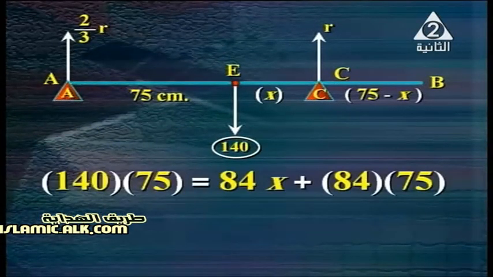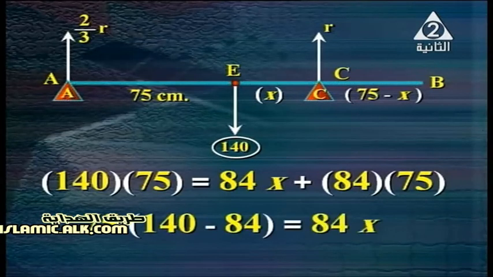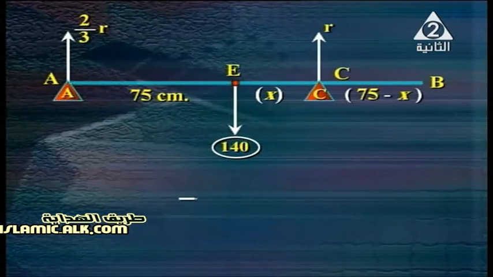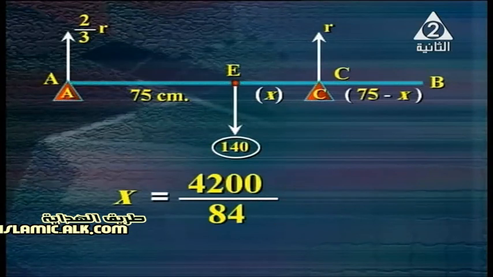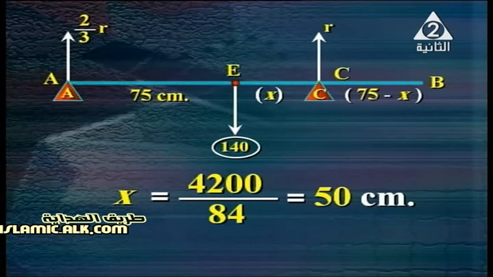140 times 75 equals 84x plus 84 times 75. After that, we take 75 as the highest common factor. 75 times the bracket containing 140 minus 84 equals 84x. Therefore, x equals 4,200 over 84, which equals 50 centimeter.